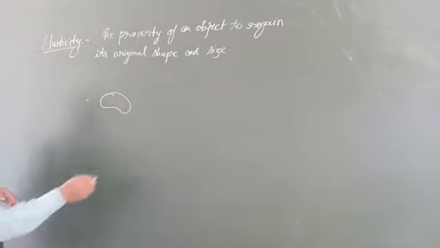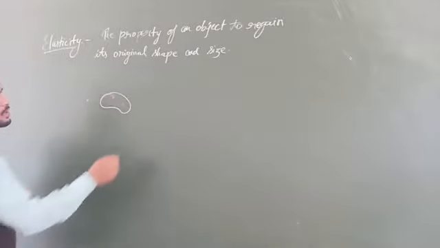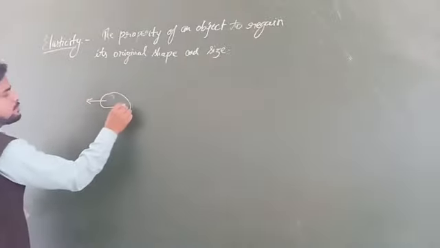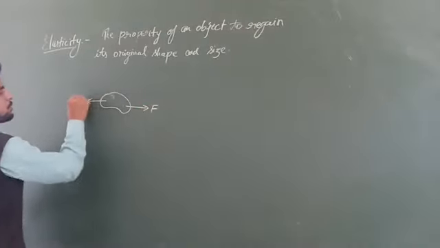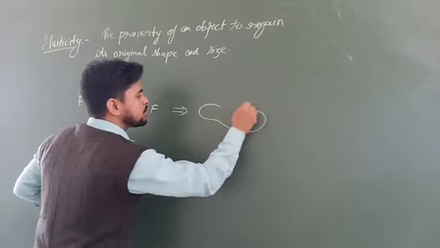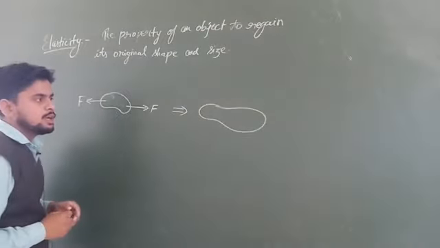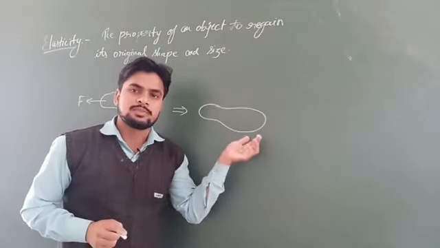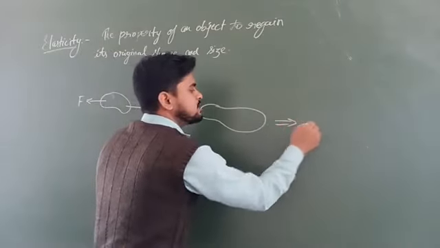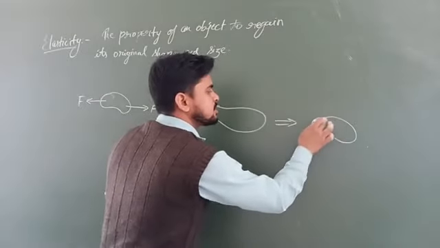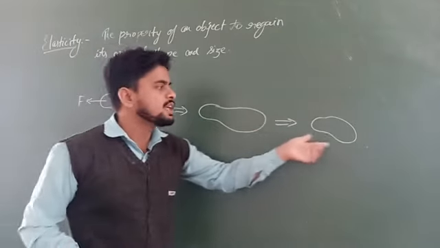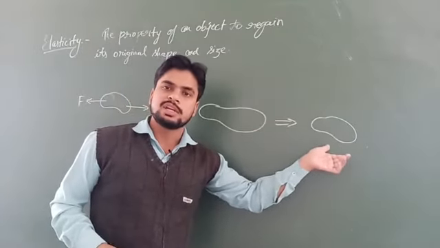Suppose students, this is the rubber band. This is the original shape and size of the rubber band. Now you stretch it by applying force on both sides. Then what happens? It is being stretched and its shape and size is going to change. Okay? But as soon as you release it after being stretched, then it tries to maintain its original shape and size. Okay, students?